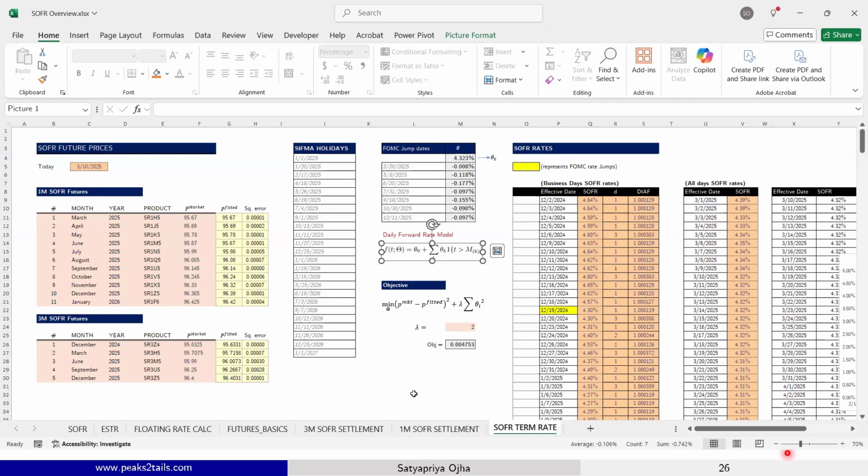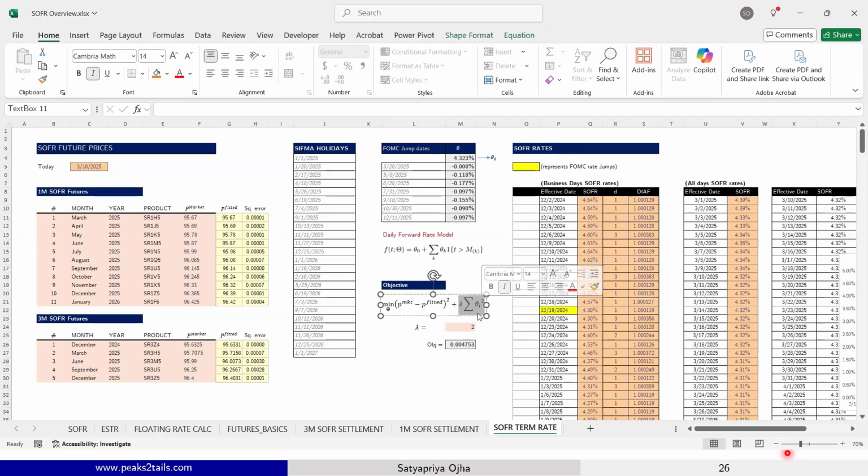So if you have that, then you can easily come up with a yield curve for any two dates. You can do a compounding. You have the forecasted or predicted values of the future daily SOFR rates. So that's it. One consideration here I wanted to make is we add a regularization parameter.